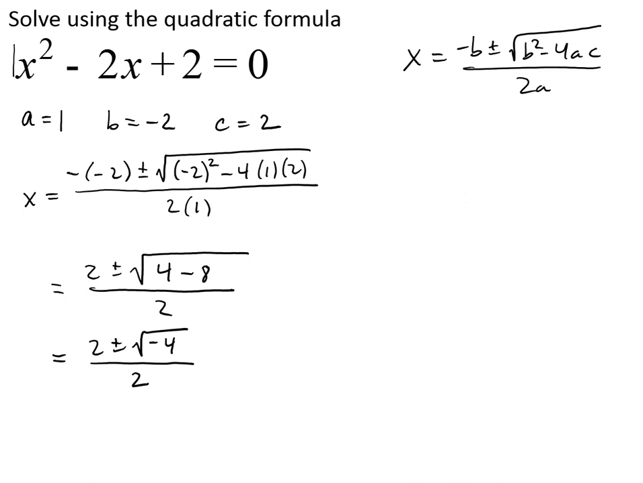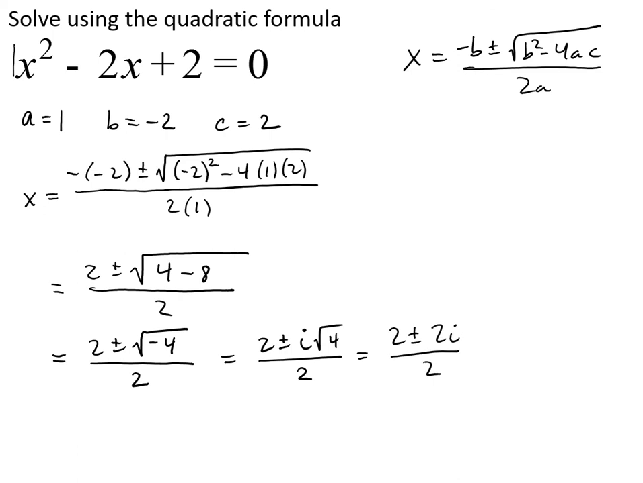Now that we see that square root of a negative, the very first thing we need to do there is write it in terms of i. So that square root of -4 is written as i square root of 4. That negative comes out as i. And then we can evaluate square root of 4, that's 2. So we have 2 plus or minus 2i over 2.